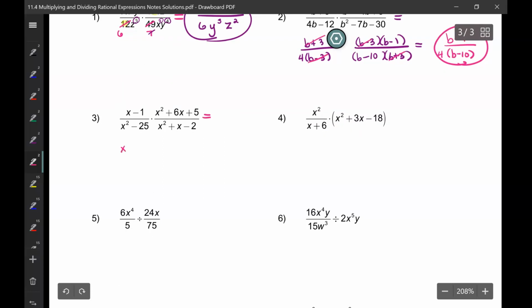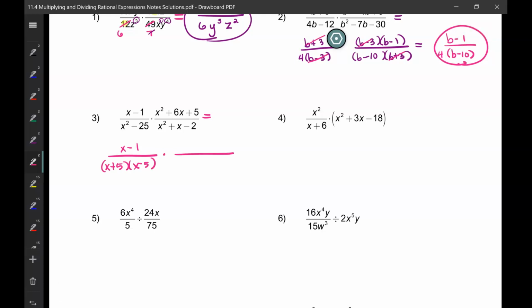Number 3, so I have x minus 1. Now x squared minus 25 is going to be x plus 5 times x minus 5. Times, okay, in the numerator, x squared plus 6x plus 5, that's going to factor into x plus 5 times x plus 1. And then in the denominator, I'm going to have x plus 2 times x minus 1.